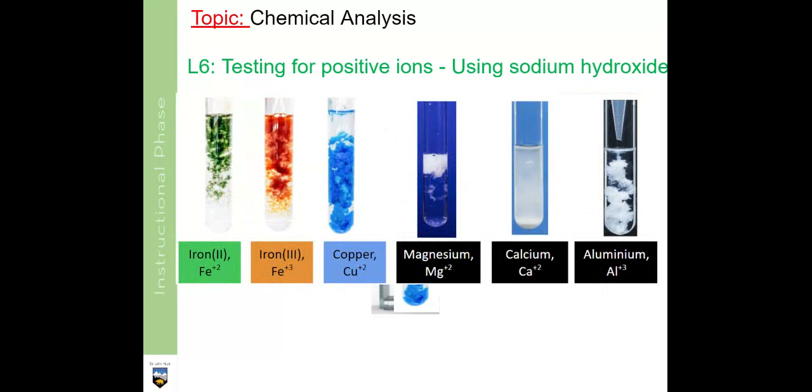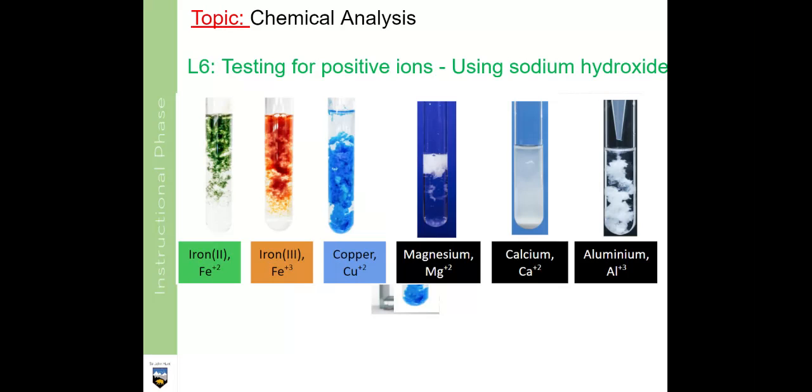Now you do need to know the colours. So iron can produce 2 different types of ions. So you've got iron 2+ and you've got iron 3+. Now iron 2+ makes a green precipitate, iron 3+ makes an orangey brown precipitate, copper makes a blue precipitate. Now we've got 3 metals that give the same colour precipitate, a white precipitate: magnesium, calcium and aluminium. So how can we distinguish between those 3 white precipitates?